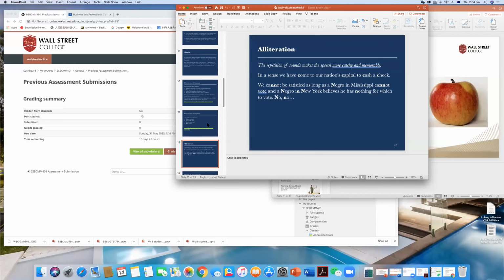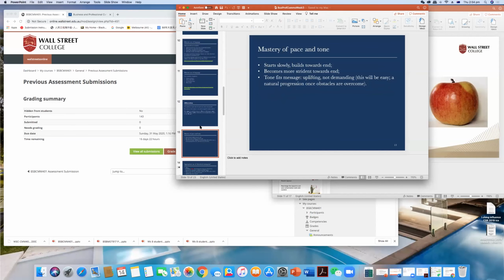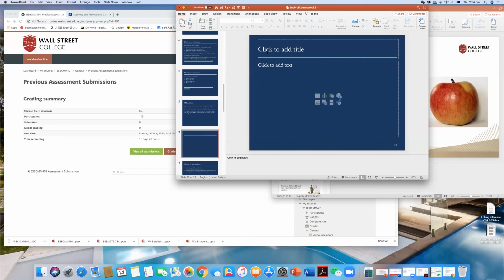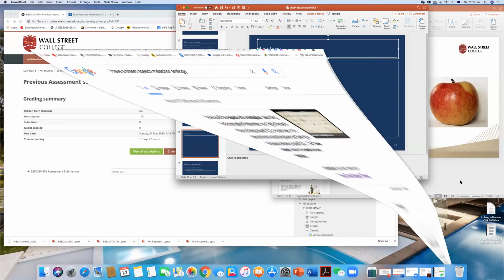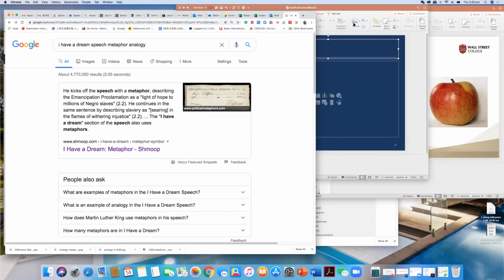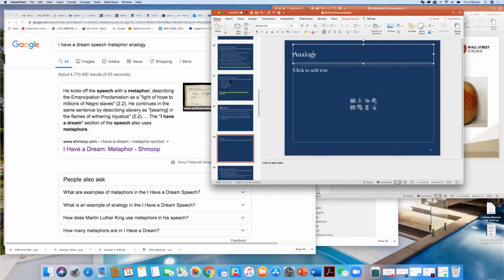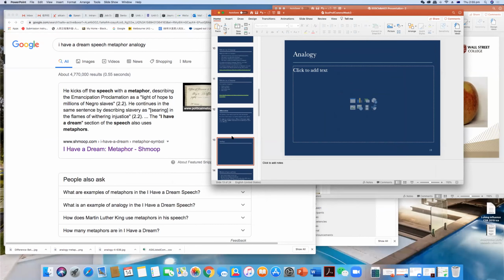I can put it in another slide. Analogy. Analogy. Similar to metaphor, but different. Sorry. Analogy. And wait a minute. Okay, so analogy is different from metaphor, right?